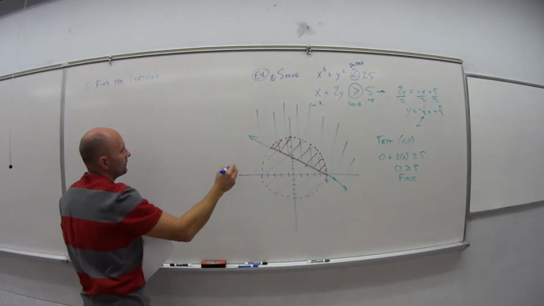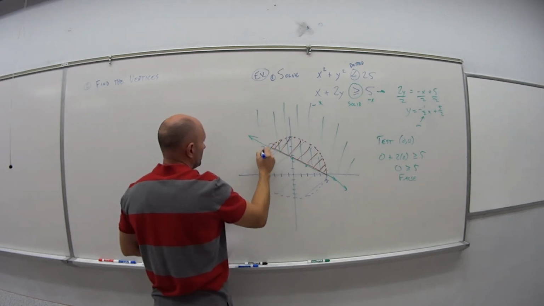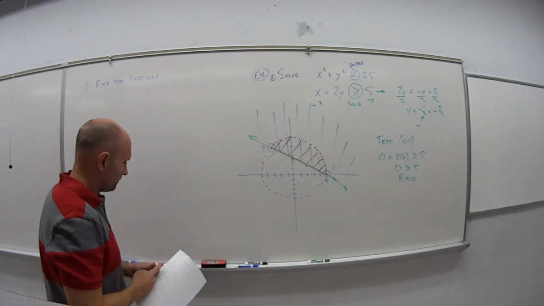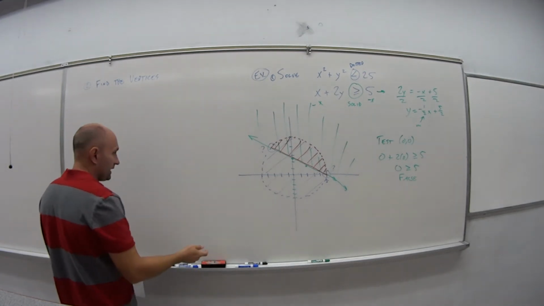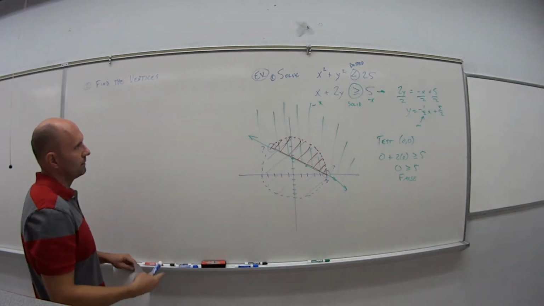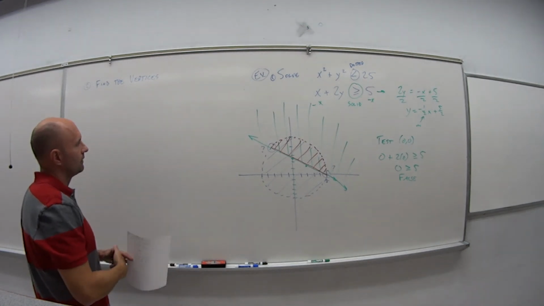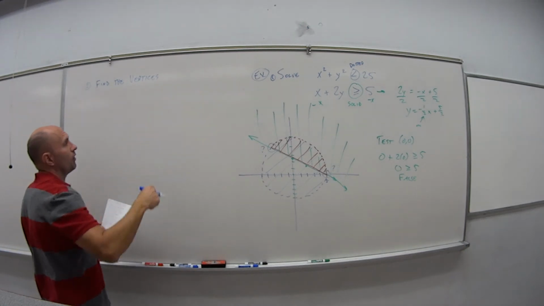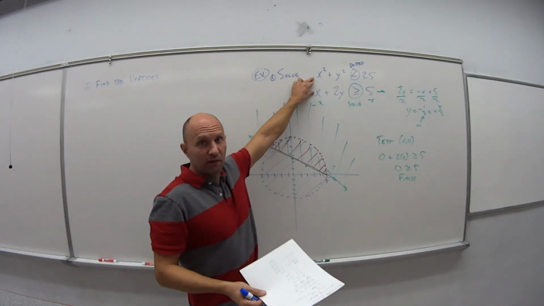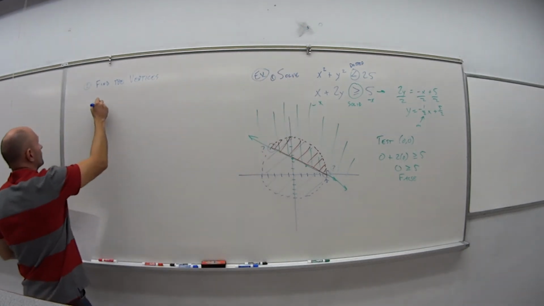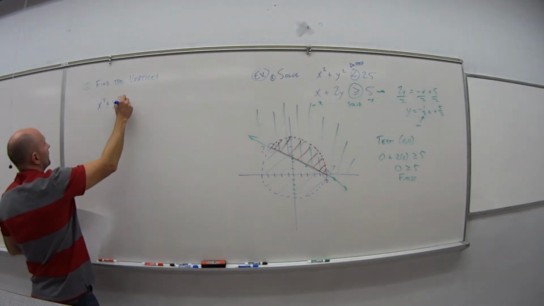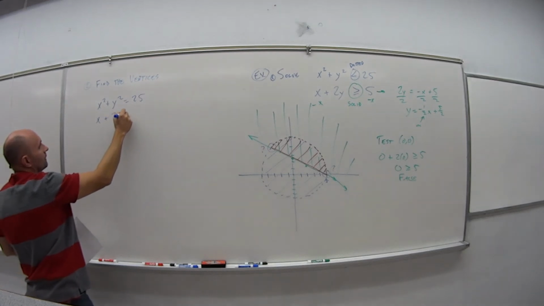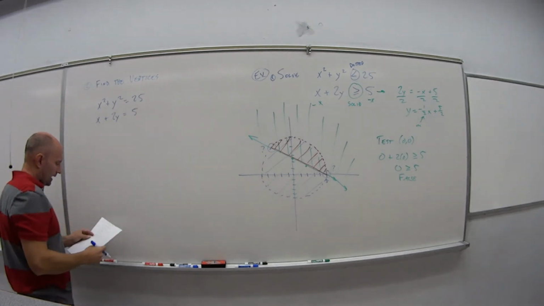So what this means is they want to know what's this point and what's this point, where the two figures or two inequalities intersect, the line and the circle. So I'm going to solve these as if they were equations. So I have x squared plus y squared is 25, and x plus 2y is equal to 5.